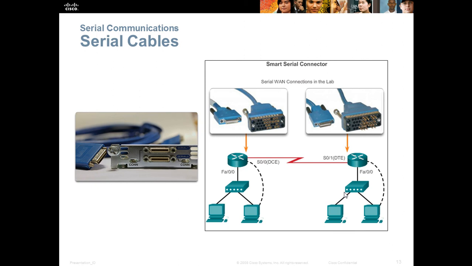These are some of the serial cables. We have two parts, as we discussed before, DTE and DCE. So when we are using a serial connection between LAN and WAN, we have to make one end of the connection DTE and the other end of the connection DCE.